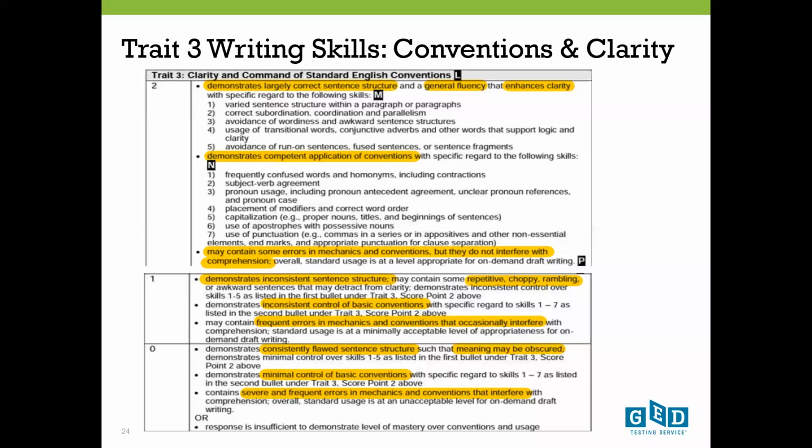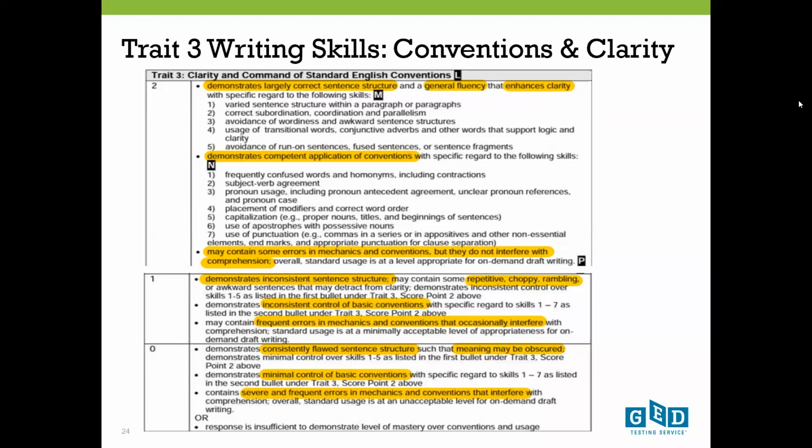So again, I've highlighted the 3 dimensions of the trait 3, and let's just talk briefly through a couple of these. So at its score point 2, the test taker is demonstrating largely correct sentence structure with general fluency that enhances the clarity of their writing. At a 1 level, they're demonstrating inconsistent sentence structure, which means sometimes they're getting it right. Sometimes they have sentences that are repetitive or choppy or even rambling. At a 0 point, they're consistently flawed in their sentence structure, so much so that the meaning of what they're trying to say is being obscured.